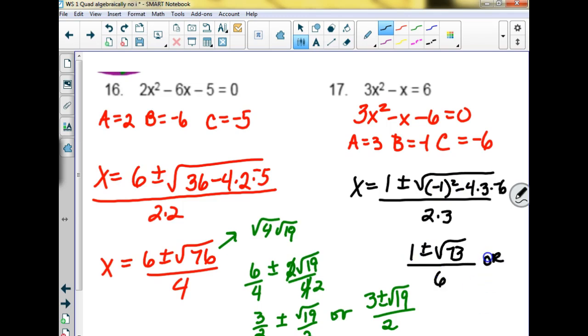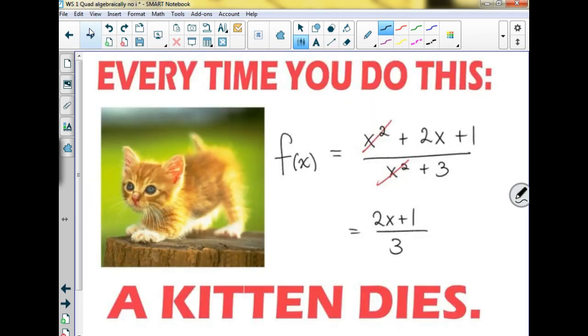You can leave it like this because this one doesn't simplify, it's prime. Or you can write 1/6 plus or minus square root of 73 over 6. I sure hope I did that right. 12 times 6 is 72 and 1. Yep, seems right. All right, and I have one more to finish up.